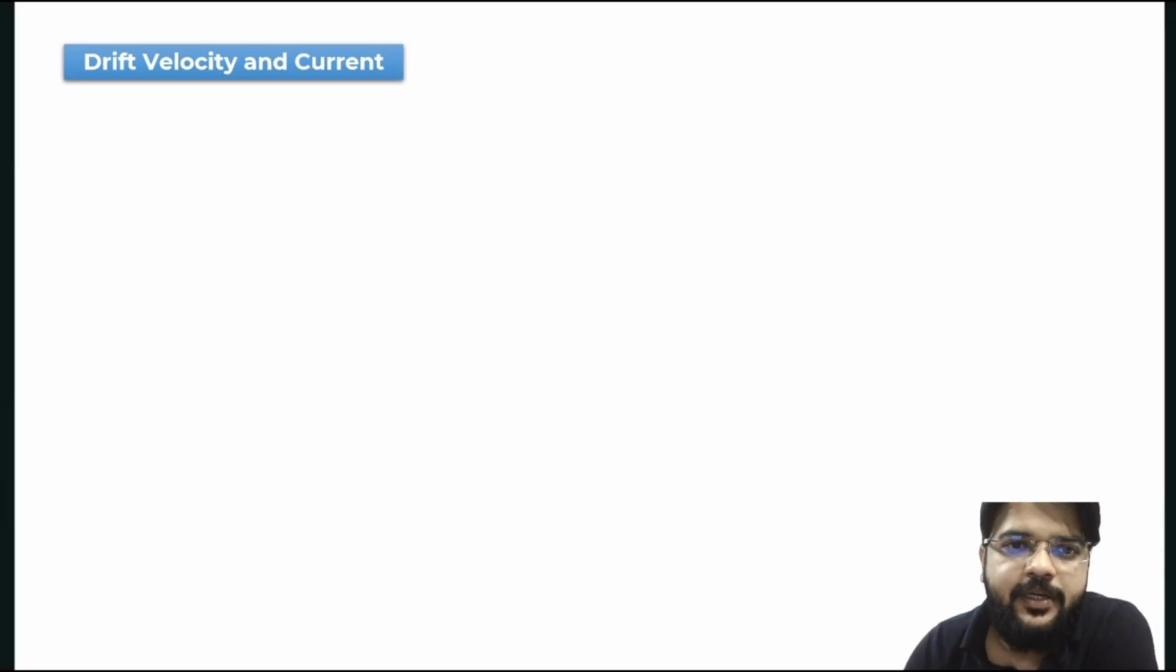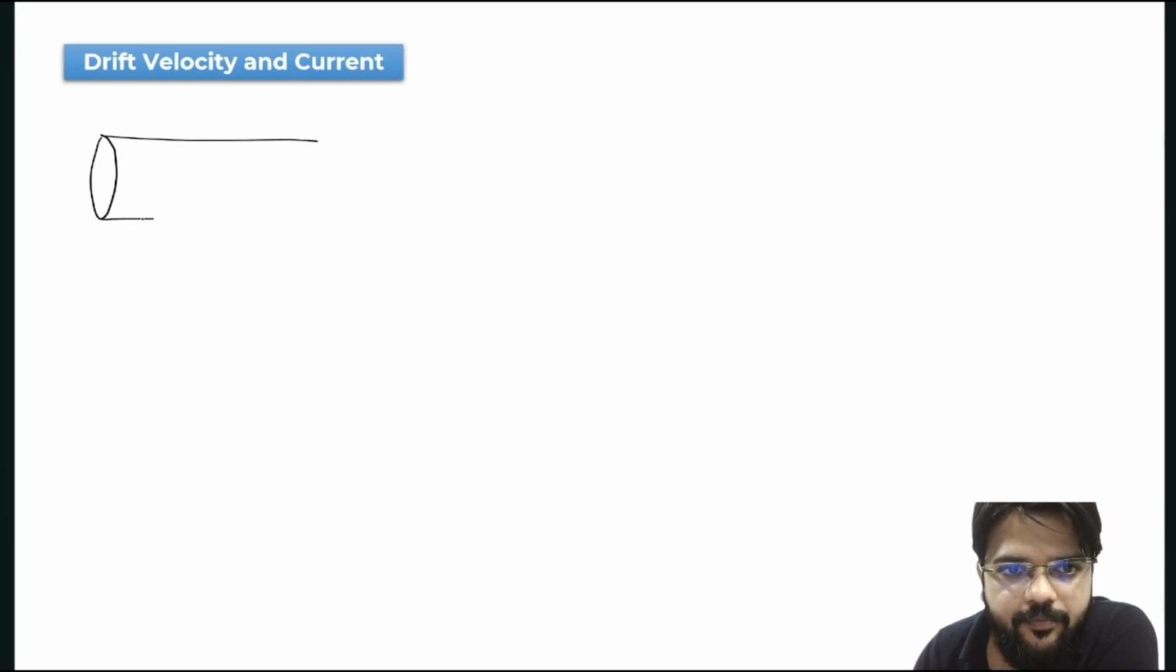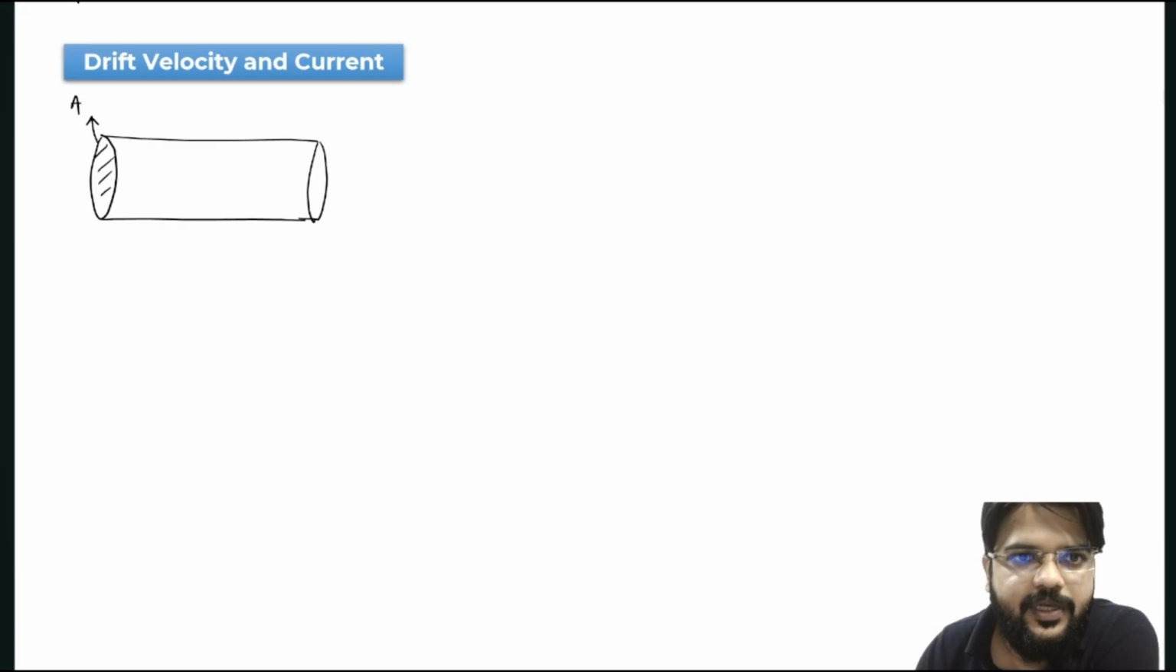Now let's see the next topic, drift velocity and current. So now we will find the relation between drift velocity and the current. So let's see it, everyone. Let's suppose we have one wire, and the cross section area of the wire is, let's suppose, A. Correct? And let's suppose drift is dx here.